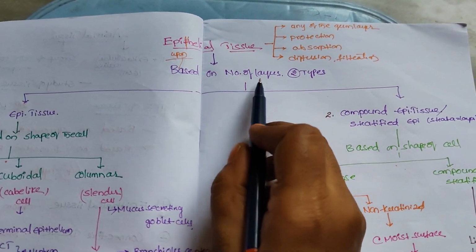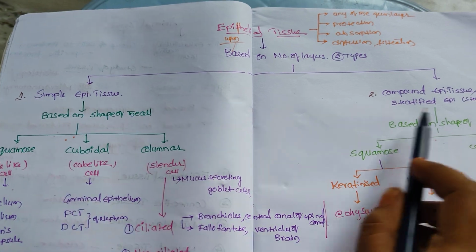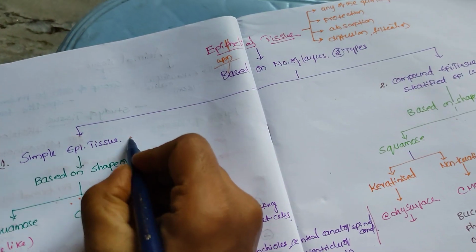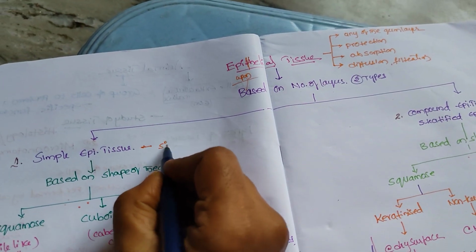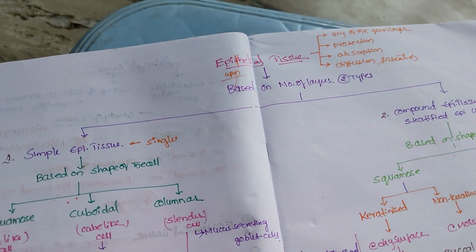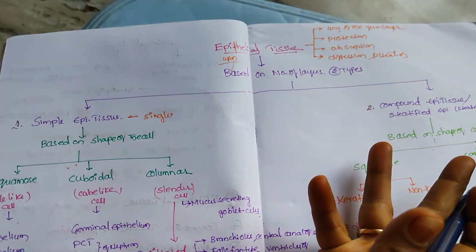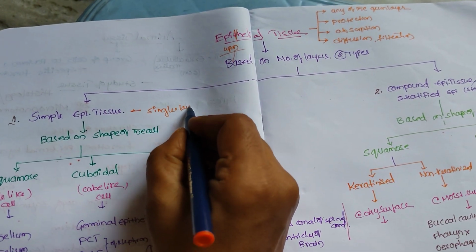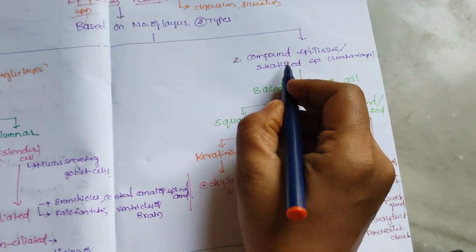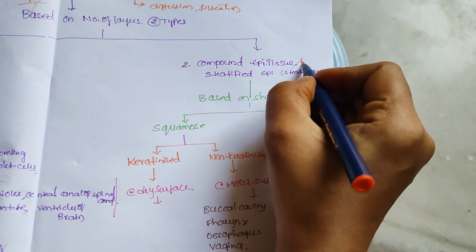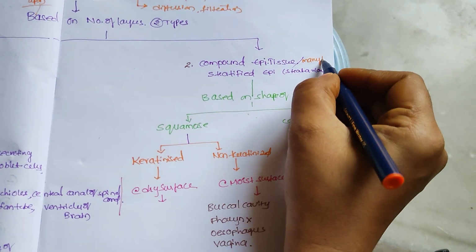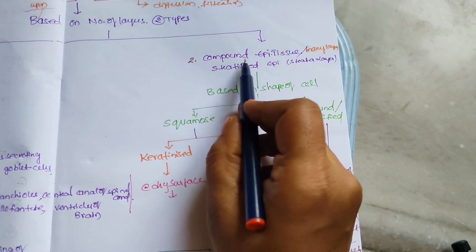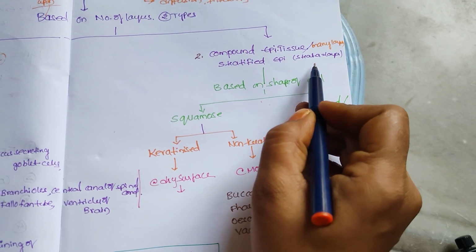Based on the number of layers, the epithelial tissue is divided into 2 types: simple epithelial tissue and compound epithelial tissue. Simple epithelial tissue means it has a single layer. But compound epithelial tissue has many layers, and is also called stratified epithelial tissue. Here strata means layers. That is why compound epithelial tissue is also called stratified epithelium.